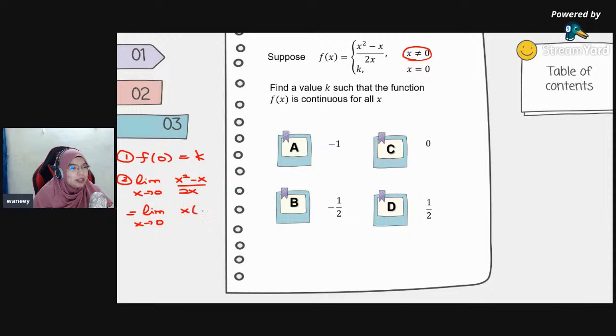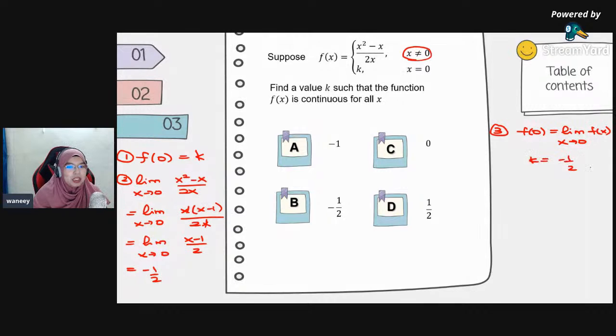So this one will become x minus 1 over 2x. And then kita cancel out the x. So we got the limit for x approaches 0 of x minus 1 over 2. So this is negative half. So first condition, second condition, so the third condition. So this one will mean f of 0 need to be equal to the limit of x approaches 0 for fx. So that means k will need to be equal to negative half. Okay, so jawapan dia adalah B.